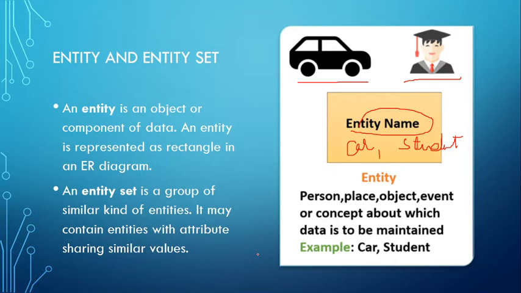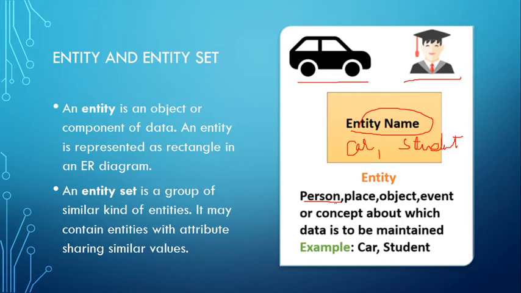Okay, which can contain similar values. A group of similar kinds of entities will become an entity set. Here, a car and a student are similar kinds of things. Like we have place and name, for a car also we have name, place, color, object, all these things. They share the same type of attributes, so they become the entity set.